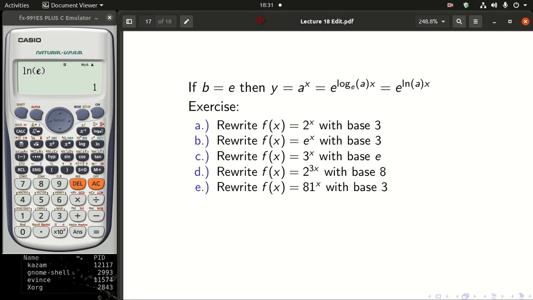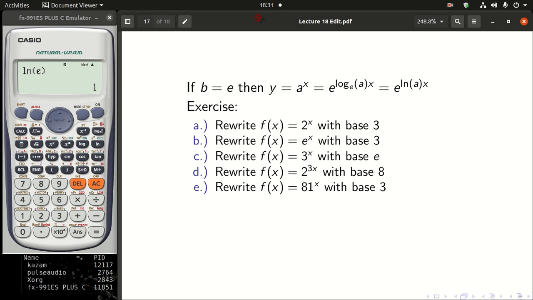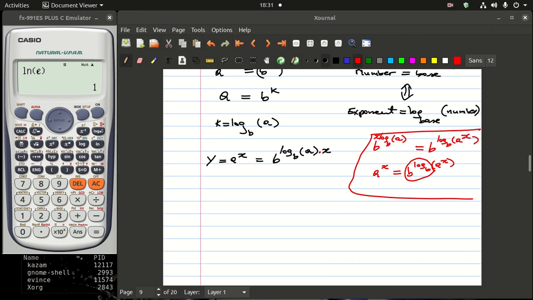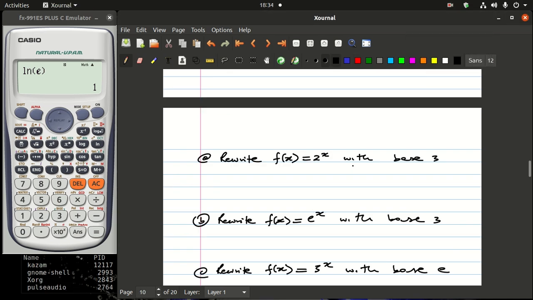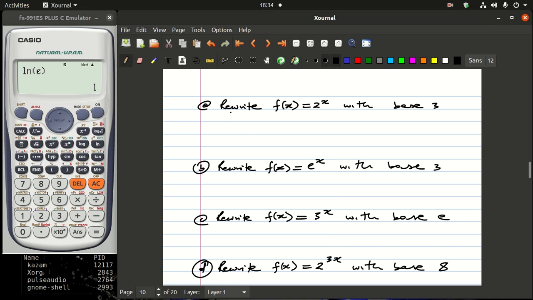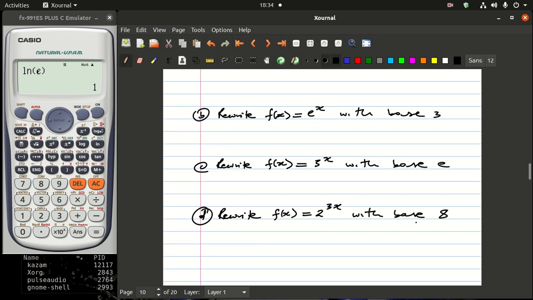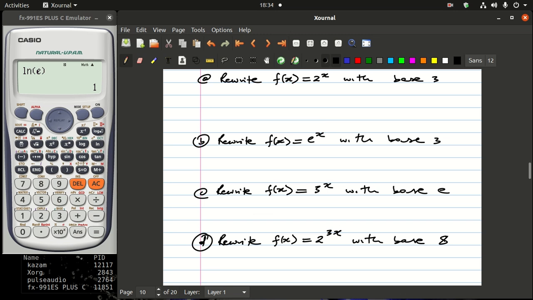If you look into this example here, the question is, rewrite f of x is equal to 2^x now with a different base 3. Let me see if I can try and rewrite this. So I have copied this. I have to rewrite this with base 3, this with base e, and this with base 8.